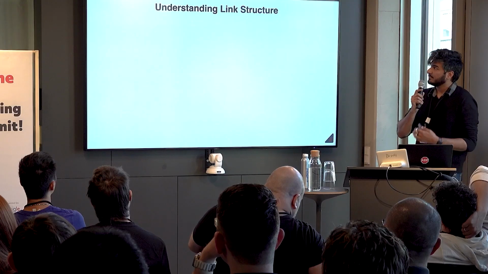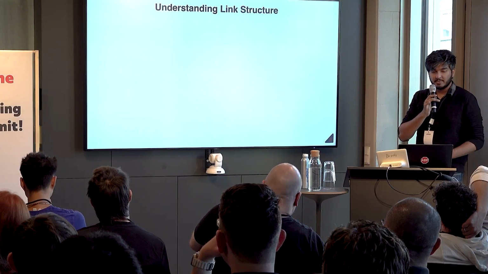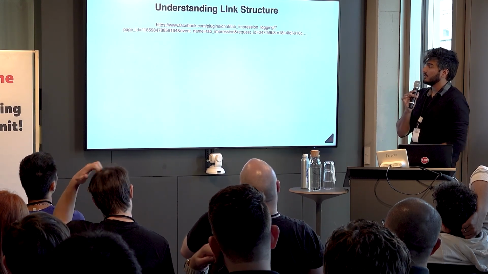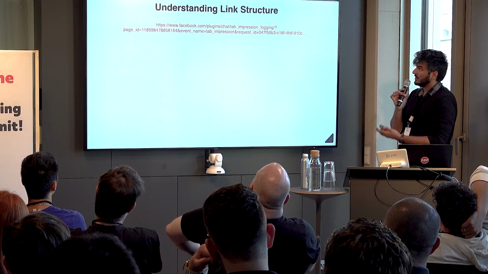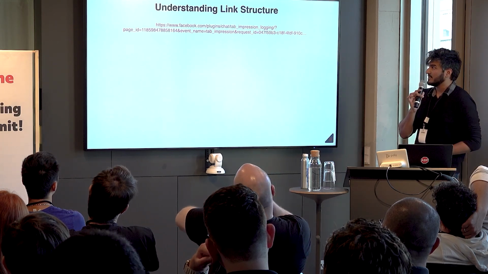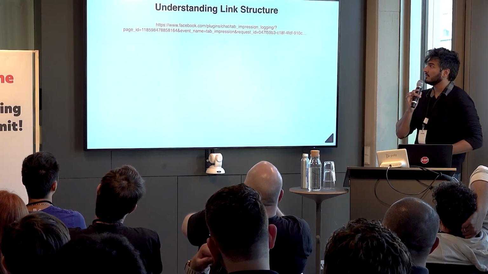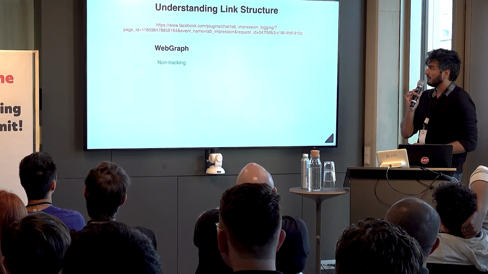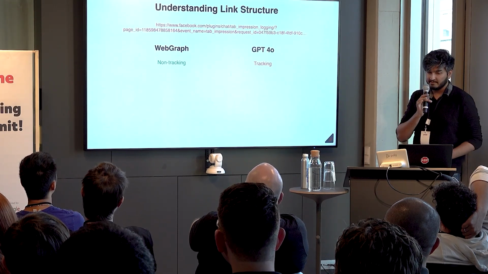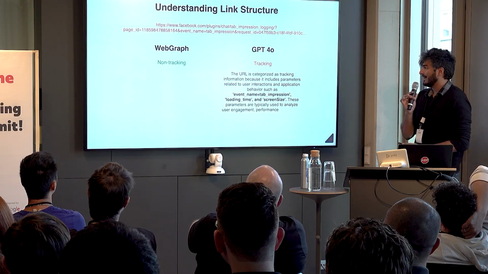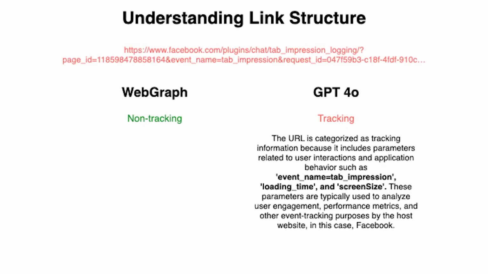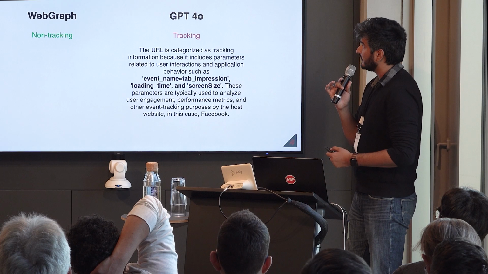Other type of decisions that GPT-4o was making was understanding the link structure. So consider this URL from Facebook. Again, this is a tracking URL where there's a lot of query parameters added. This is a bigger URL. And WebGraph made a mistake here to consider this a non-tracking, but GPT-4o thought it was tracking because the URL contained certain query parameters which could be used for user engagement, analyzing their behavior and performance metrics.